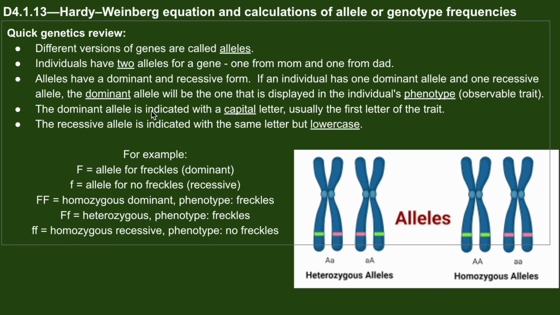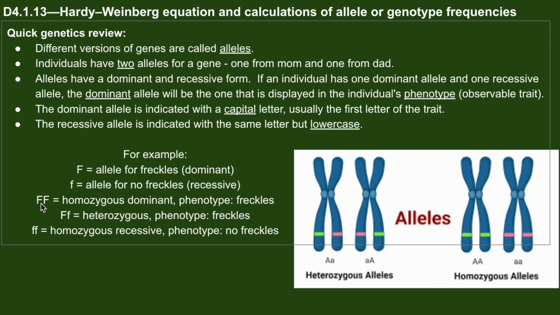The dominant allele we indicate with a capital letter. Usually we use the first letter of whatever the dominant trait is. And then the recessive allele, we indicate it with the same letter, but lowercase. For example, big F could indicate the allele for freckles. If it's dominant, it would be capital, and we would use F for freckles because it's the dominant allele's first letter. Little f would be the allele for no freckles, which is the recessive trait.